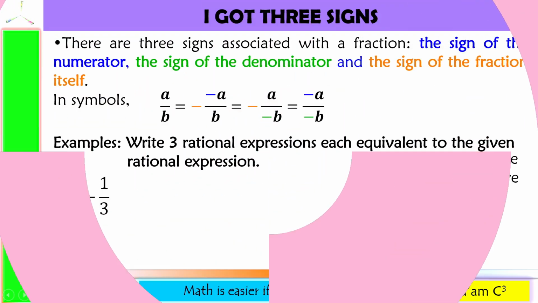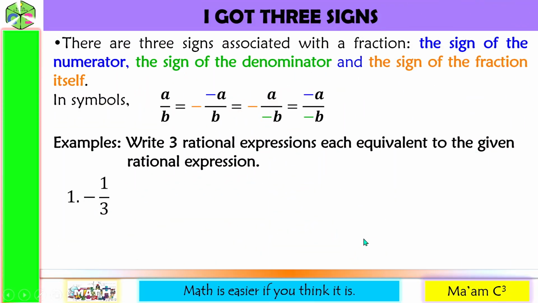Let us dig deeper. There are three signs associated with a fraction: the sign of the numerator, the sign of the denominator, and the sign of the fraction itself. In symbols, a divided by b can be written in three different ways. We could write negative as a sign of the fraction and one negative in the numerator. Negative times negative will give us positive, so it will return to a over b.